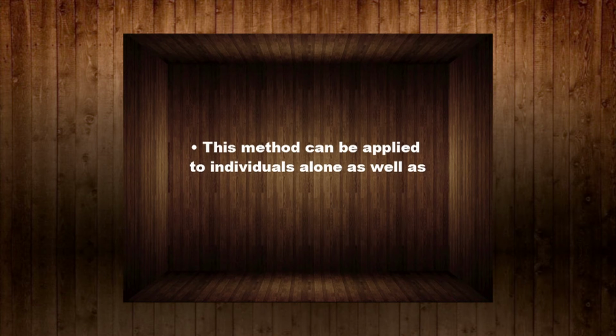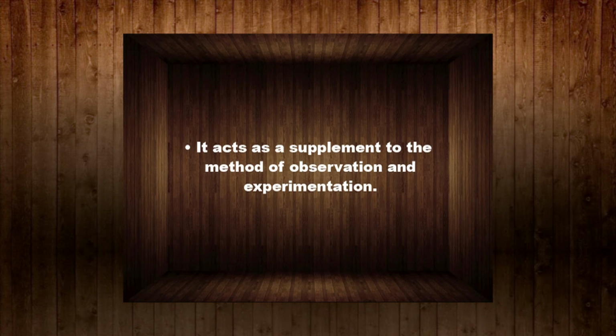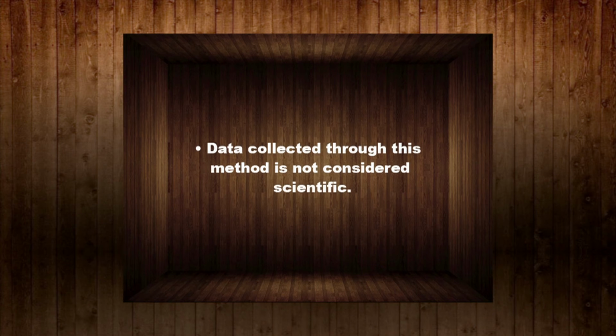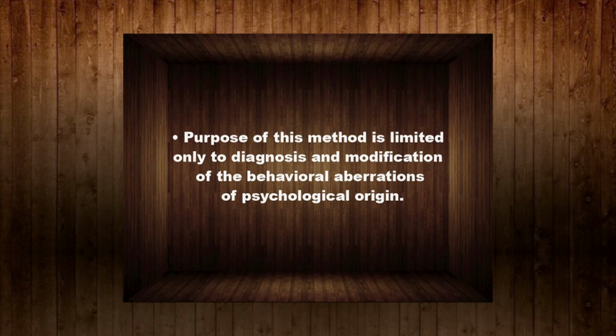Merits of clinical method. Number 1, this method can be applied to individuals alone as well as in groups and communities. Number 2, it acts as a supplement to the method of observation and experimentation. Demerits of clinical method. Number 1, data collected through this method is not considered scientific. Number 2, the purpose of this method is limited only to diagnosis and modification of the behavioral aberrations of psychological origin.